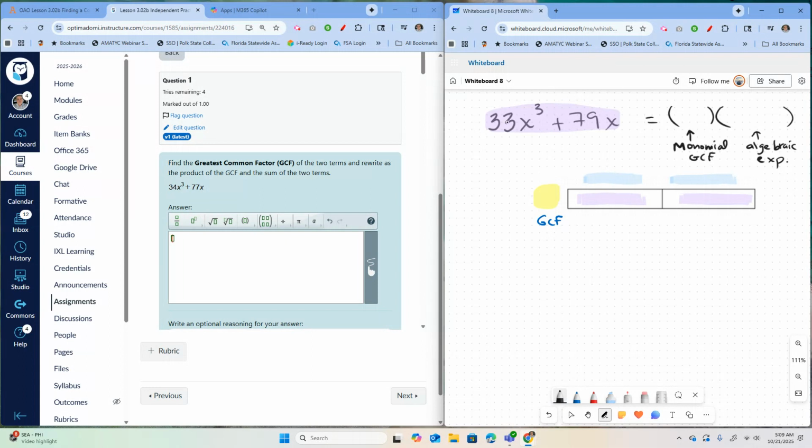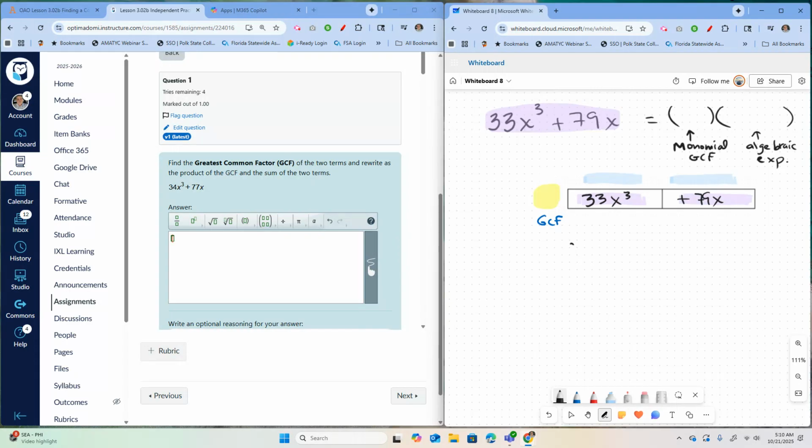So let me write the algebraic expression that I was given. I'm going to put here 33x to the third, and here I put 79x. And I want to find the size of the boxes, the left side and the tops. Because if you remember from a previous lesson, we multiply the size of the box to get what is inside the box. Now, how do we find the GCF, what is highlighted in yellow?